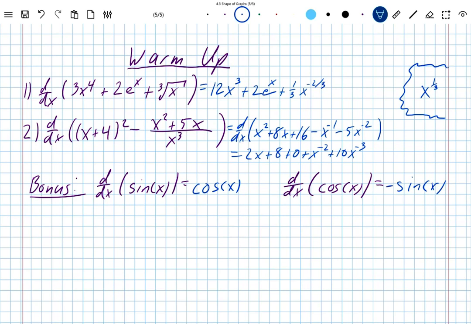We could keep going and say, what's the derivative of negative sine of x? And that would be negative cosine of x. And we could say, what's the derivative of negative cosine of x? And that gets right back to positive sine of x.